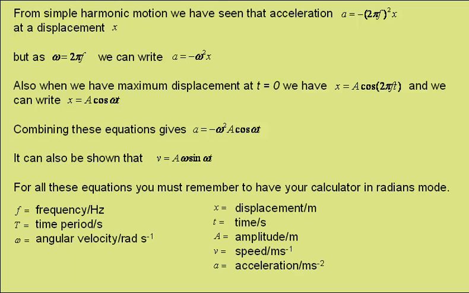Just summarizing the different terms, f was the frequency in hertz, T the time period in seconds, omega the angular velocity in radians per second, x the displacement at time t in meters, t the time in seconds, capital A the amplitude in meters, v the speed in meters per second, and a the acceleration in meters per second squared.